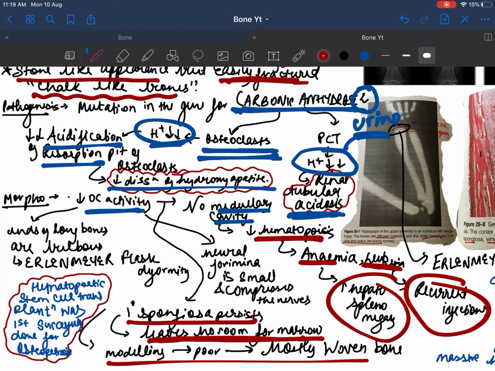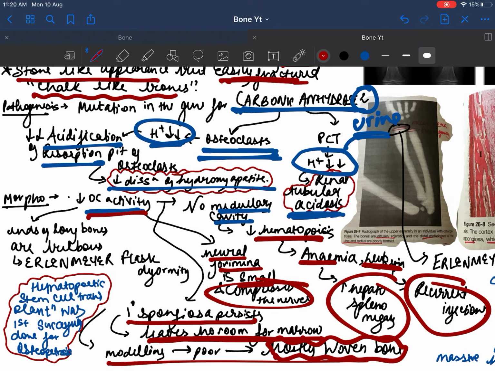which will lead to poor modeling, and which will actually lead to mostly woven bone in the person. And we have already discussed that lamellar bones are stronger than woven bones. So if the person has a woven bone structure in his or her long bones, obviously it will be brittle. Also, due to decreased osteoclast activity, the neural foramina are very small, so the nerves will get compressed, and it will lead to pain.